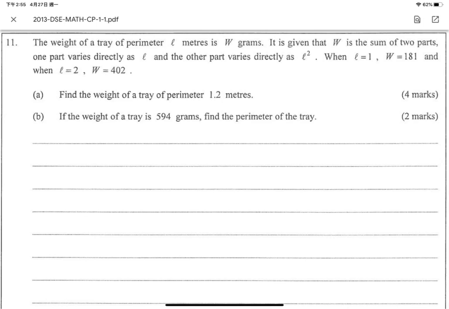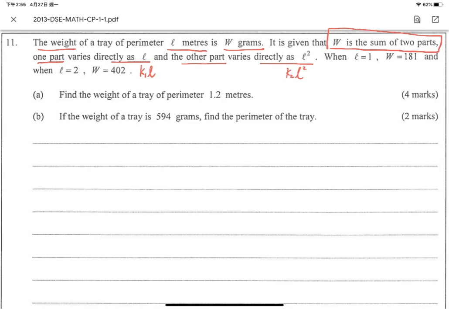So the second example, let's read the question. The weight of a chase of perimeter L meters, the weight will be W grams. It's given that W is the sum of 2 parts. So when you see sum of 2 parts, then it's partial variation. The first part varies directly as L, which is K1L, and the other part varies directly as L squared, so this is K2L squared.